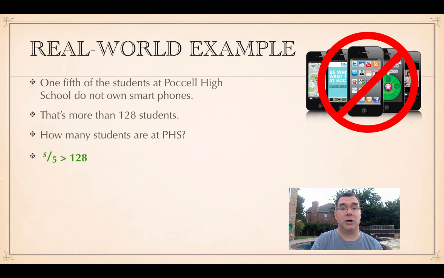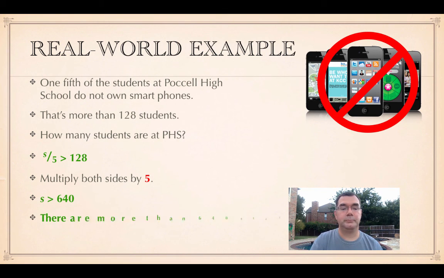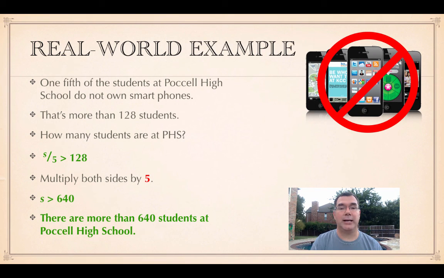And so now I need to solve. Now that I've got the situation symbolized with an inequality, I can solve it. Well, my variable is being divided by 5, so I need to multiply both sides by 5. That's not a big deal because I really don't have to change the inequality sign at all. Just multiply both sides by 5. So the S over 5 is going to be S, and the 128 is going to be 640. That means that there are more than 640 students at Pockel High School.